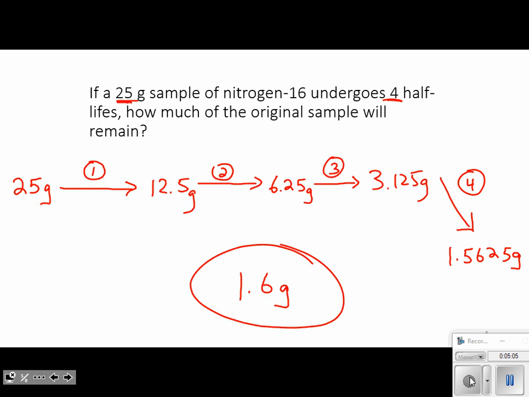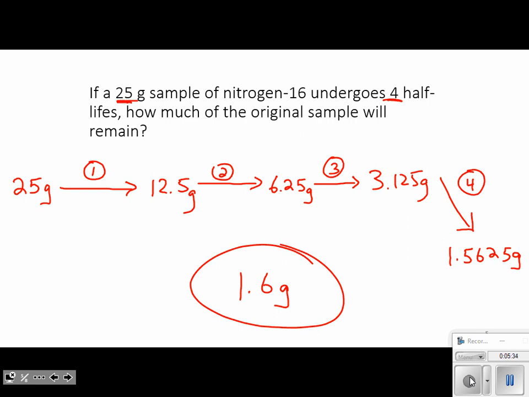Okay? Any questions? Just taking a half and a half and a half and a half. No, because what's 25 divided by 4? It's going to give you 6 something. Right? You'd have to divide by 2, then divide by 2, then divide by 2, then divide by 2.